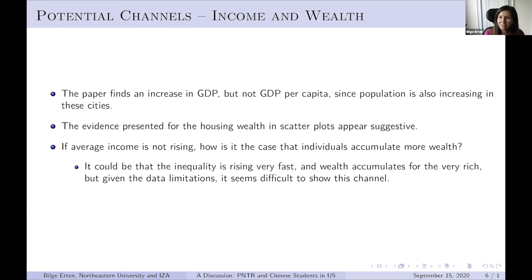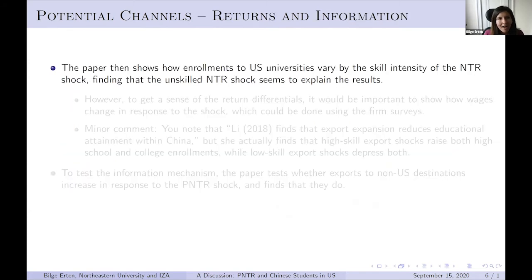And that very rich people's kids essentially end up going to these US universities, but it seems very hard to document this channel given the data limitations. I think if it could be shown, this would really pin down the main mechanism you have in mind.